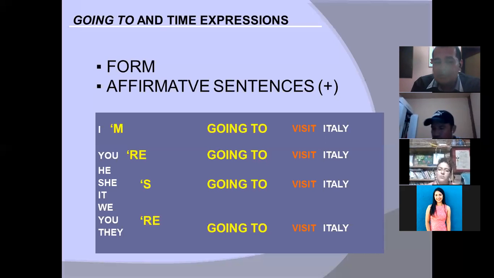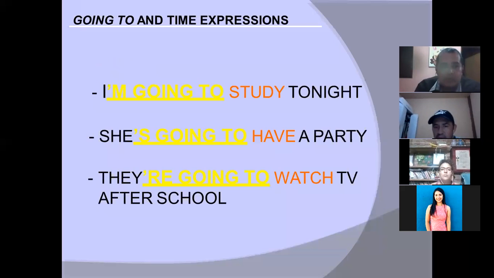We can use the verb to be, going to, and then the verb in the original form. This is very important. This is the structure for be going to. At this moment, we have more examples.